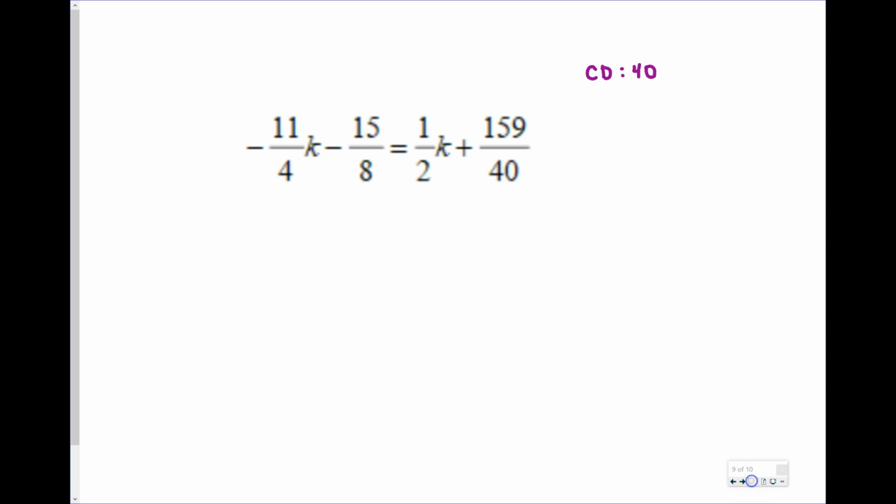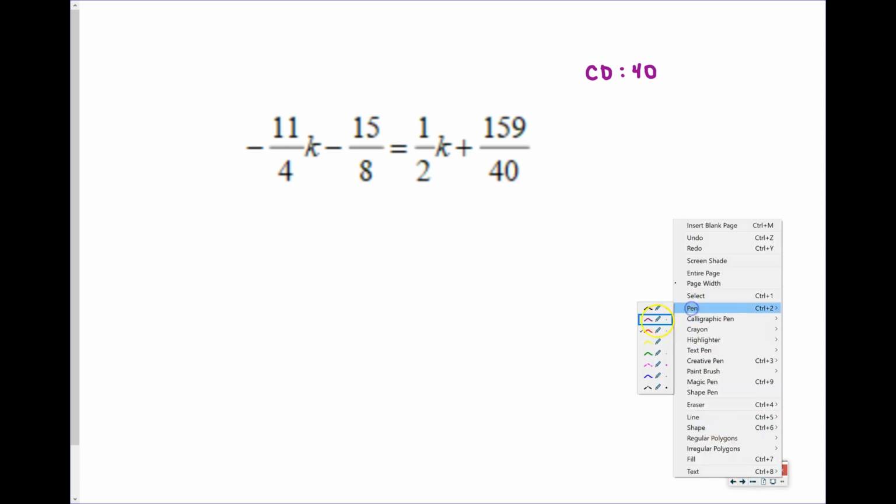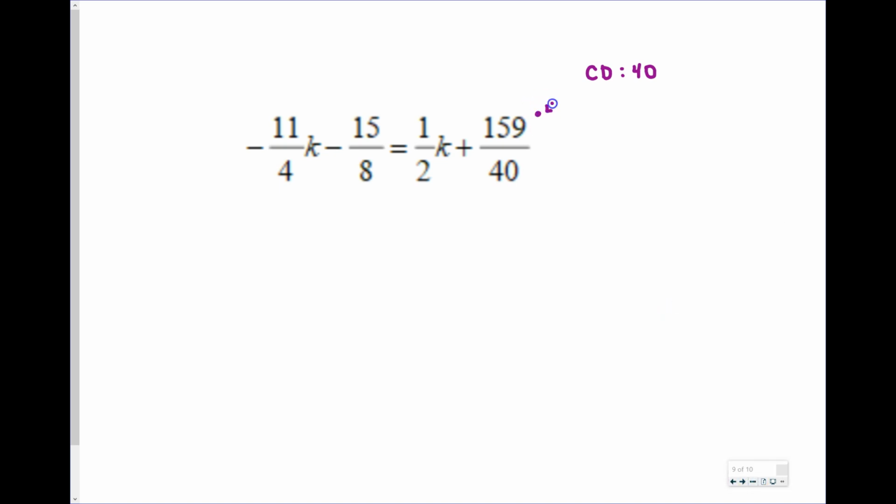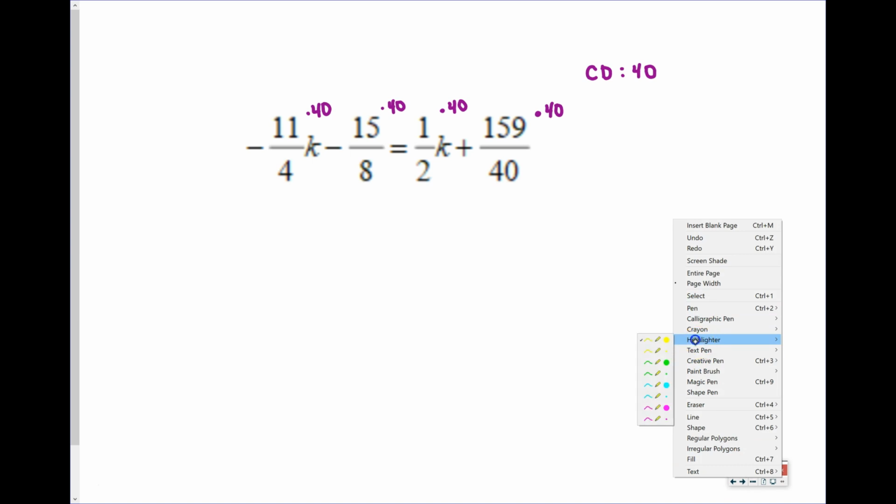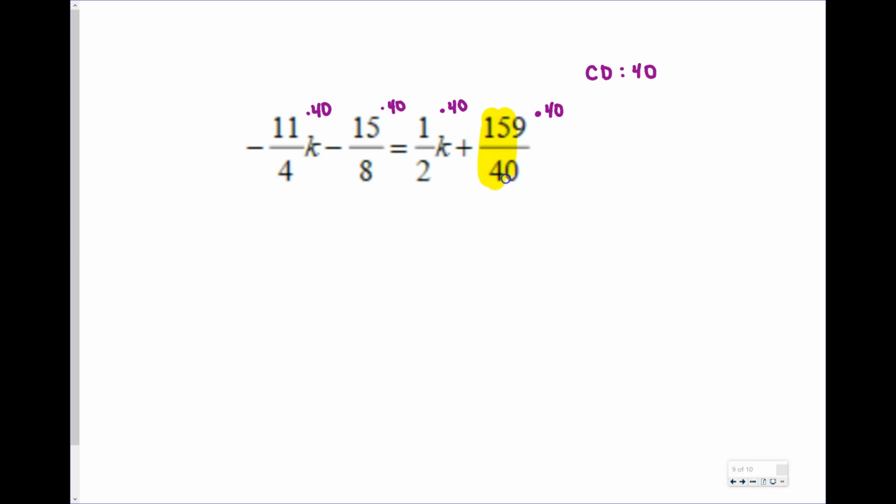Okay, so anyway, sorry. Now that I know that 40 is my common denominator, let's use the purple again. Now I'm going to be really nice and neat. Times 40 here, times 40 here, times 40 here, and times 40 here, because there are 4 terms to work with. And I'm going to highlight them in case you can't see them. This is my first term, 159 over 40. This is my second term. This is my third term with the minus sign. And this is my fourth term. So those are my 4 terms.